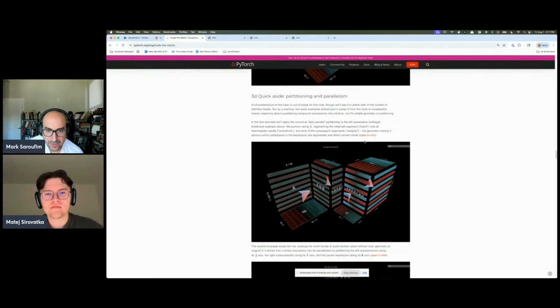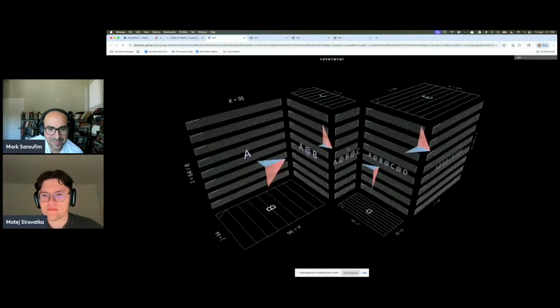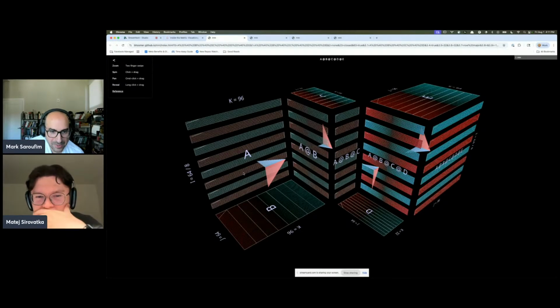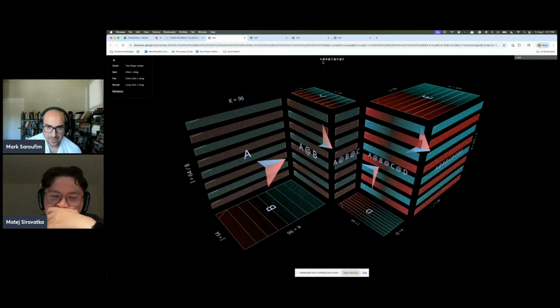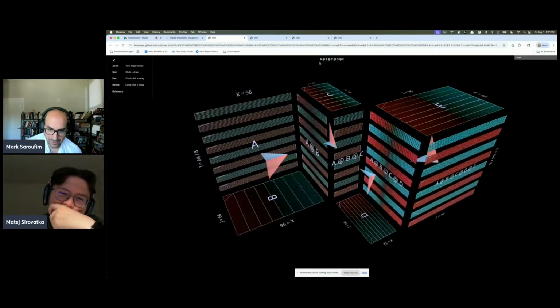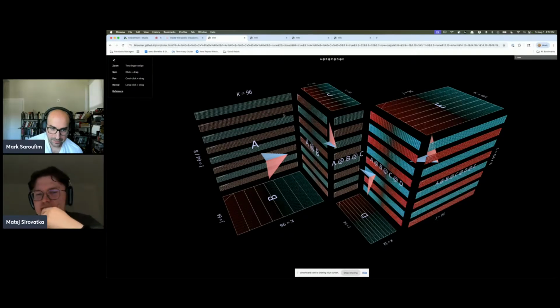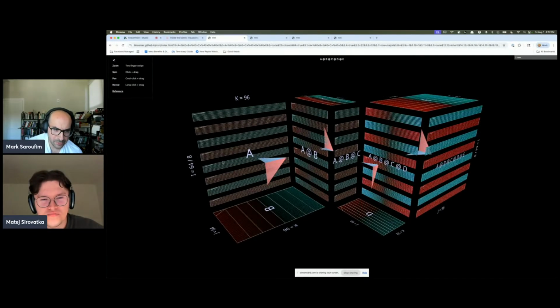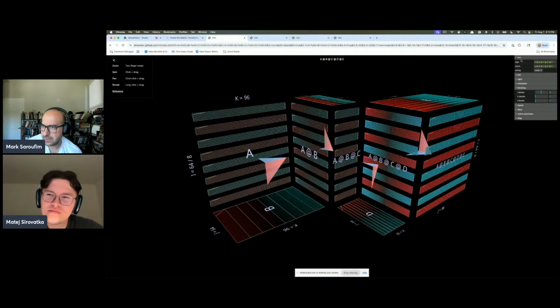Partitioning and parallelism. Okay, see, now we're in your territory. So I think this one is like A times B times C times D times E. Why would we do that? And A is 64 divided by 8 in dimension. So how do you do this actually?